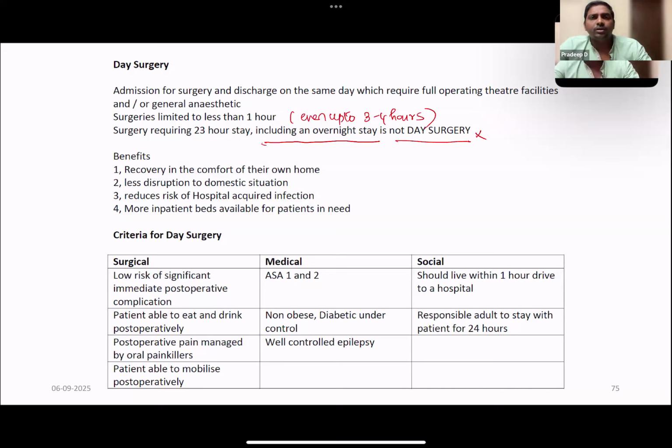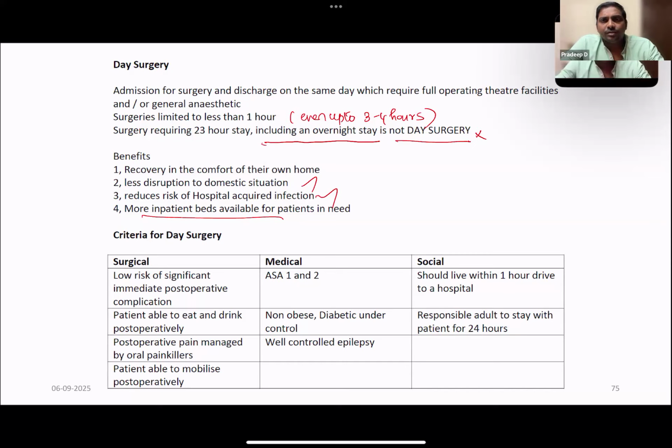What are the benefits of undergoing a day surgery? Number one, more inpatient beds are available for patients in need. Recovery can occur in the comfort of the patient's home. There is less disruption to the domestic situation and reduced risk of hospital acquired infections. What is the criteria for day surgery? These are the enlisted criteria. You have a surgical factor, medical factor, and a social parameter.